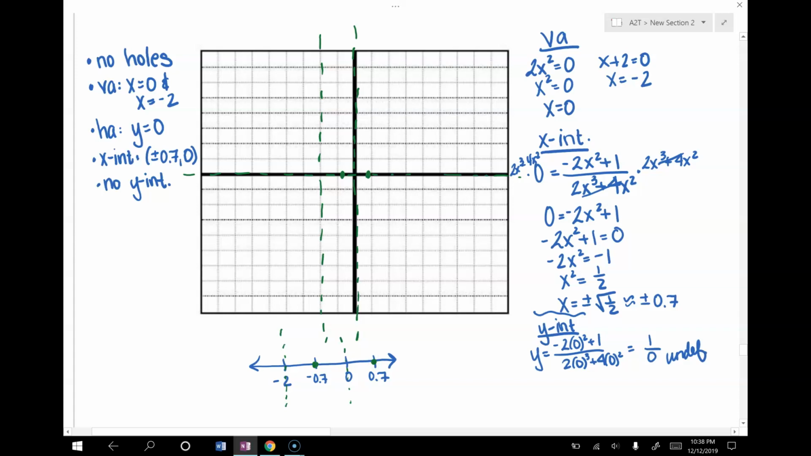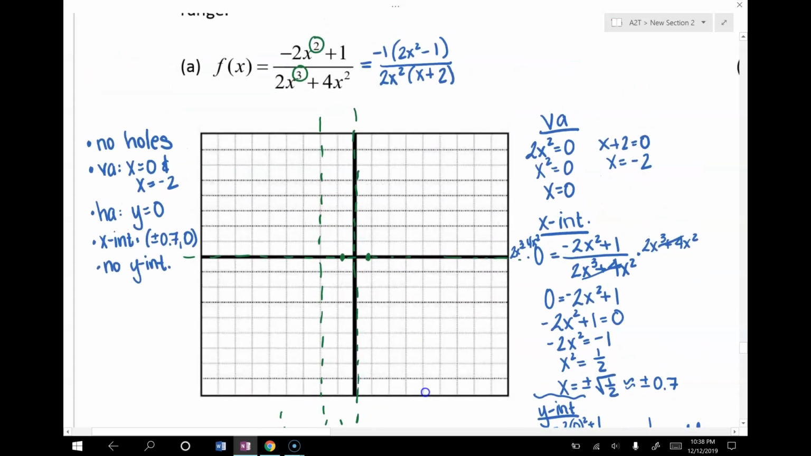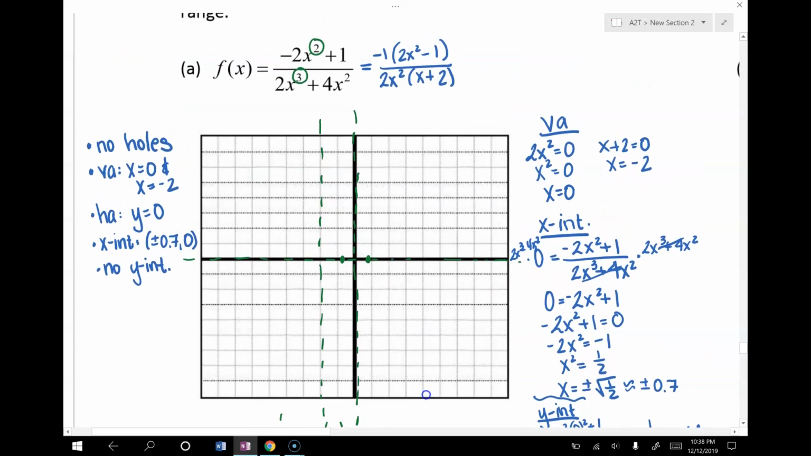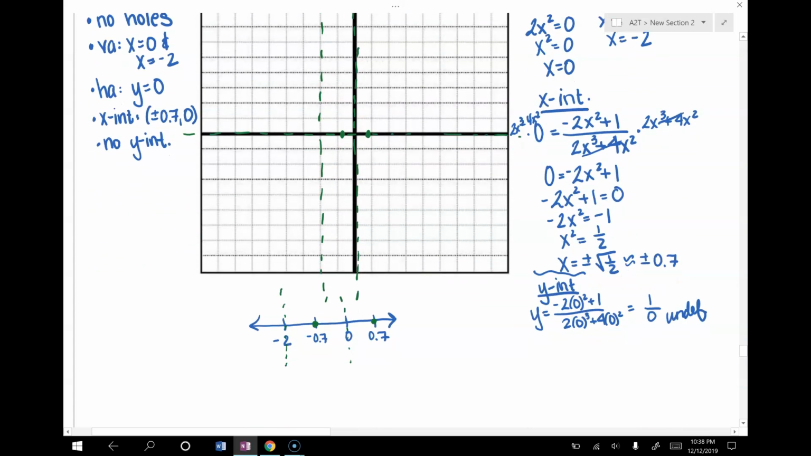Okay, so what we're going to do is take a test point. What is a number that is less than -2? There's an infinite amount. Let's say -3. And we're going to go back to the original, the given function, and we're going to test. Okay, so I'm going to say y is equal to -2 times -3 squared plus 1 all over 2 times -3 cubed plus 4 times -3 squared.